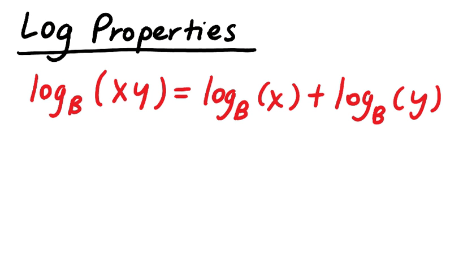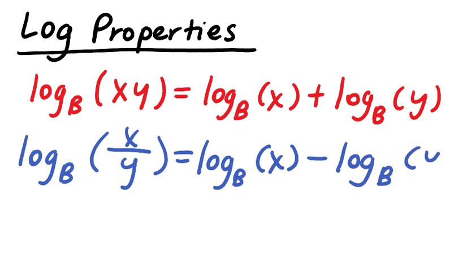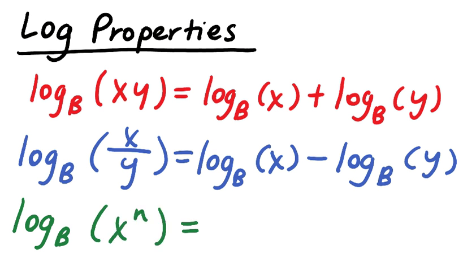The quotient to difference property is log base b of x divided by y is the difference of the two logs. And then the power property is the log of, say, x to the nth power is going to be n times the log base b of x. So we can swing that exponent around. These are the three things that you need to know.